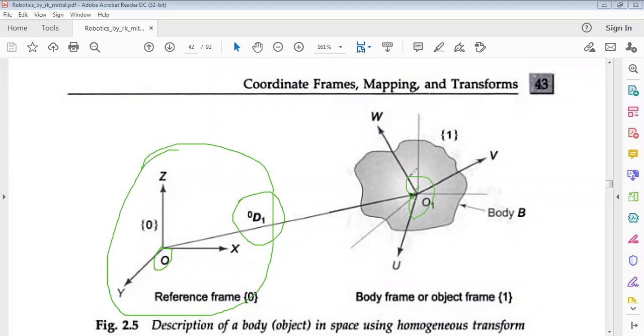Frame 1 has both translation and rotation with respect to reference frame 0. So in such a case, we need to locate the object in 3D space by its position and orientation.